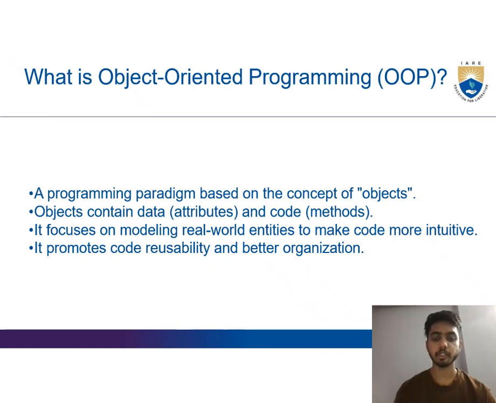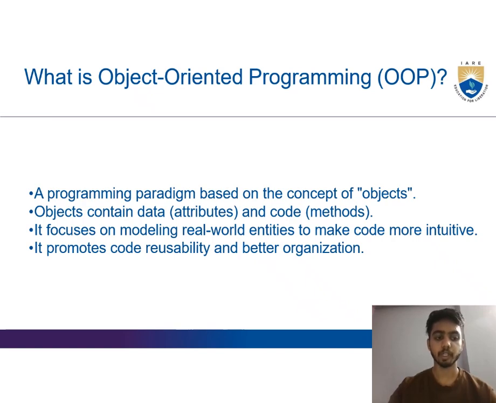What is object-oriented programming? Let's start with the basics. Object-oriented programming, or OOPS, is a programming paradigm, which means it's a way or style of programming that is built around the concept of objects. An object represents something from the real world, like a customer, a product, or even a shopping cart in an e-commerce app. Each object contains two main parts: data, known as attributes or properties, and code, known as methods or functions. This design approach makes our code more realistic and more modular.